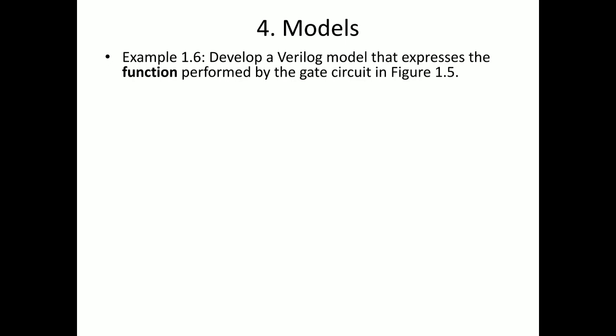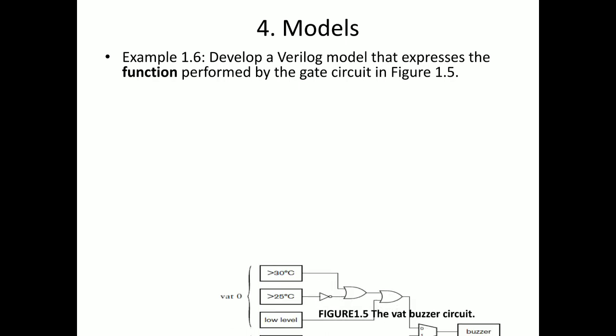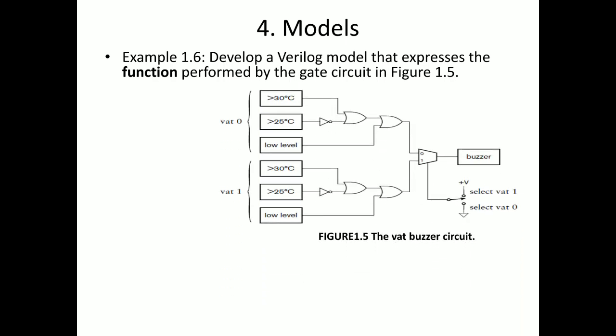The example is asking, describe the watt buzzer circuit using a Verilog model that expresses the function in a functional way. Develop a Verilog model that expresses the function performed by the gate circuit in figure 1.5. Figure 1.5 is the watt buzzer circuit. It is asking to describe the watt buzzer circuit in functional way, means behavioral way. What was the circuit? This was the watt buzzer circuit.